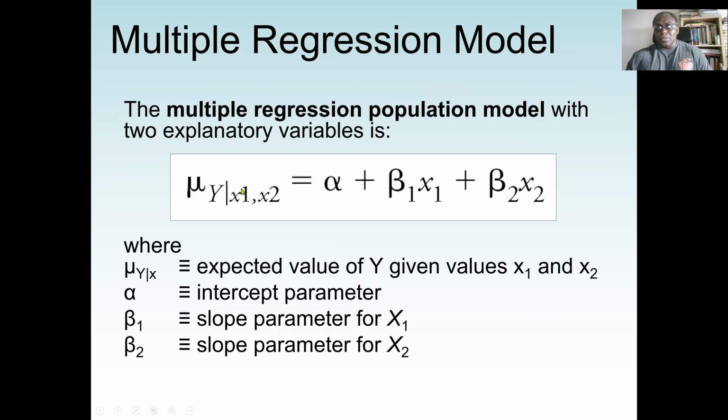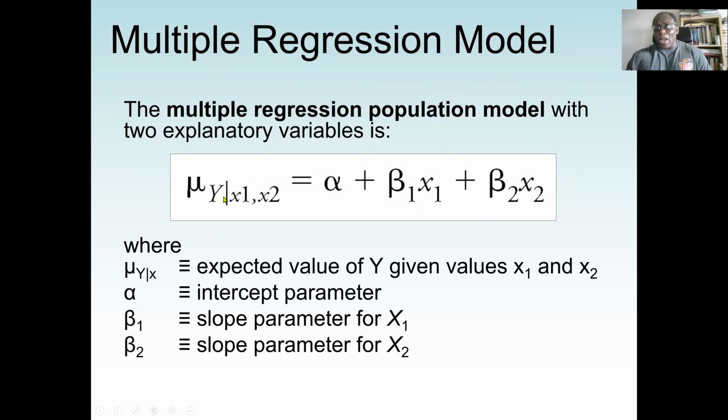So again, y given x1 x2 is the expected value of y given the values x1 and x2. Then we have alpha as the intercept parameter. Then beta 1 is the slope for the parameter x1. Beta 2 is the slope for parameter x2. Now, if I have the third, beta 3, x3, then beta 3 is the slope for parameter x3. So the equation here means we have two independent variables, x1 and x2, that will determine our y, or the expected value of y given x1 and x2.